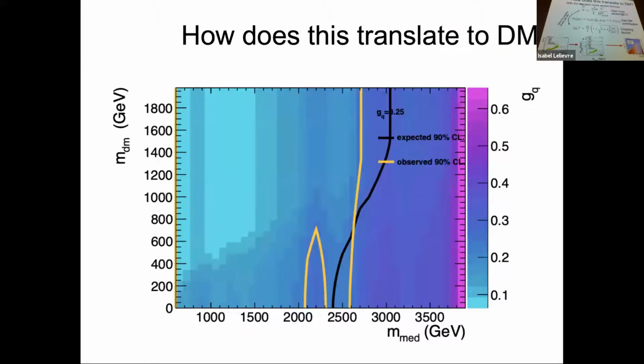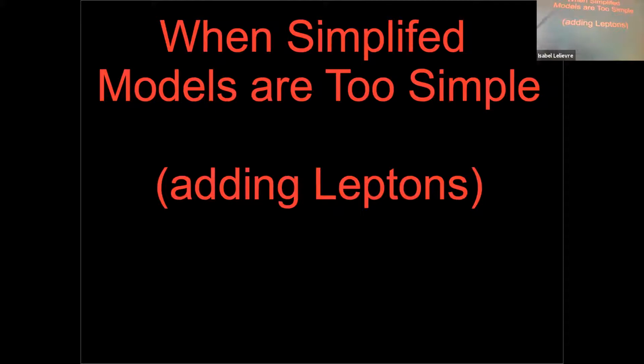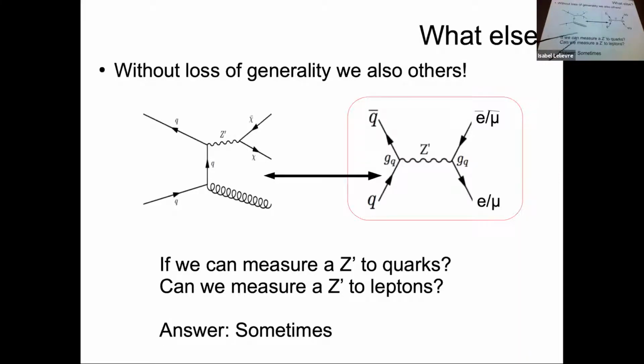Okay. So now I want to complete all these mediator studies, and I also want to add lepton decays. So we can take our same Z prime, and now we can give this Z prime a coupling to leptons. So we can have a mediator produced and have it decay to leptons.